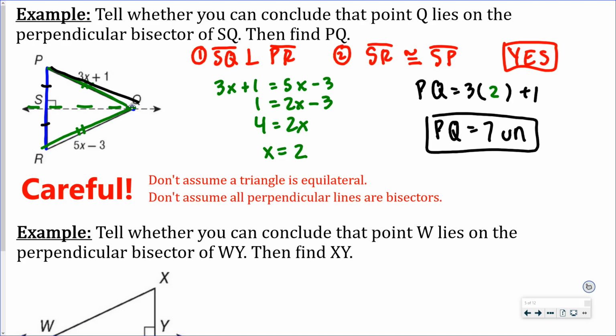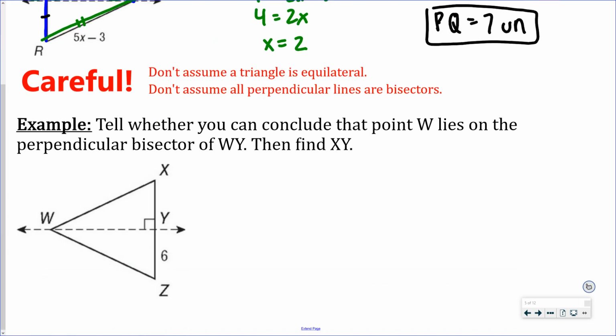Here's something to be careful about. That's why I put them in red. Careful. Don't assume that these triangles are equilateral. Okay? When you're looking at this as a triangle, just because these two sides are congruent, you don't necessarily know that it's equilateral. So don't assume that. Also, don't assume all perpendicular lines are necessarily bisectors.